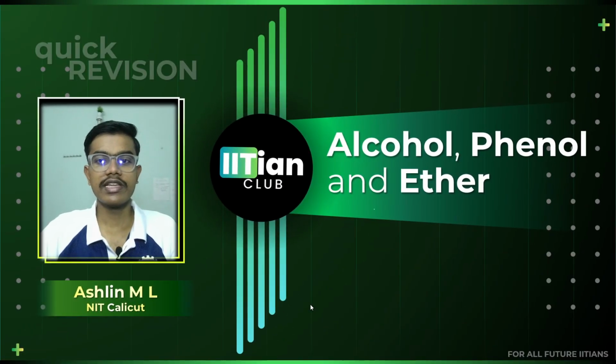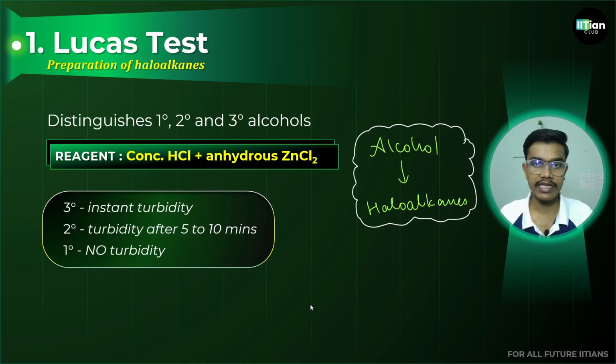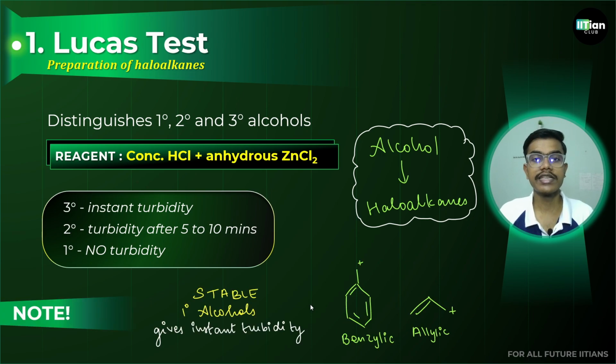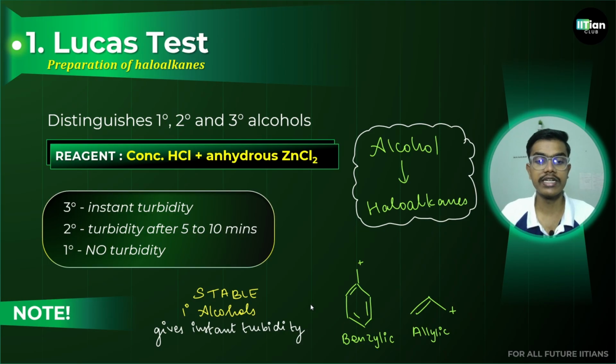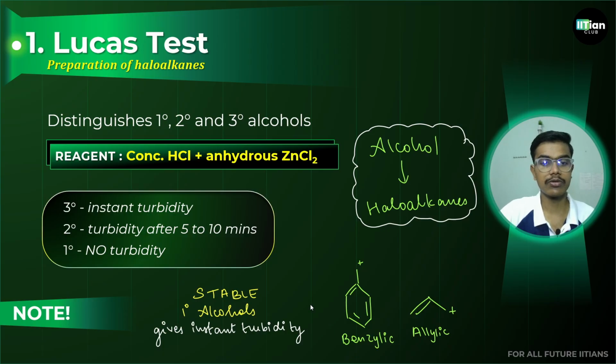Moving on, in alcohol, phenol, ether, we'll start with the Lucas test, which is basically the preparation of haloalkanes from alcohol. This test is used to distinguish between 1 degree, 2 degree and 3 degree alcohols, and the reagent is concentrated HCl and anhydrous zinc chloride. Alcohol is getting turned to haloalkanes, and if it is a 3 degree alcohol, you will be getting instant turbidity, and if it is 2 degree, you will get turbidity after 5 to 10 minutes, and if it is 1 degree, you don't get turbidity. But you should note that stable 1 degree alcohols give instant turbidity. Like if it is a benzylic or allylic alcohol, then it will be giving instant turbidity. You should note that as well.